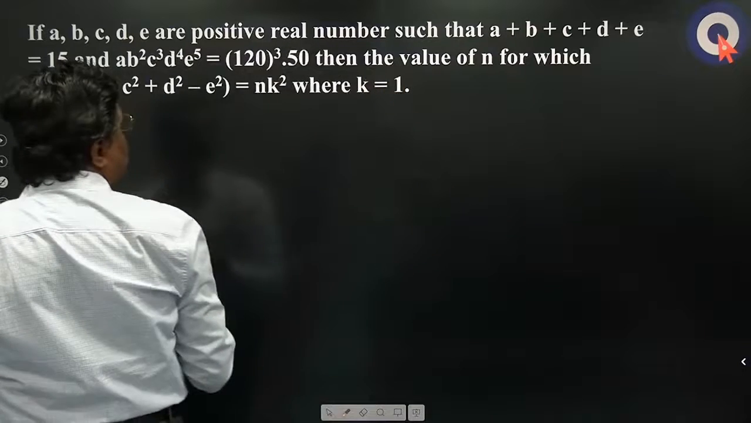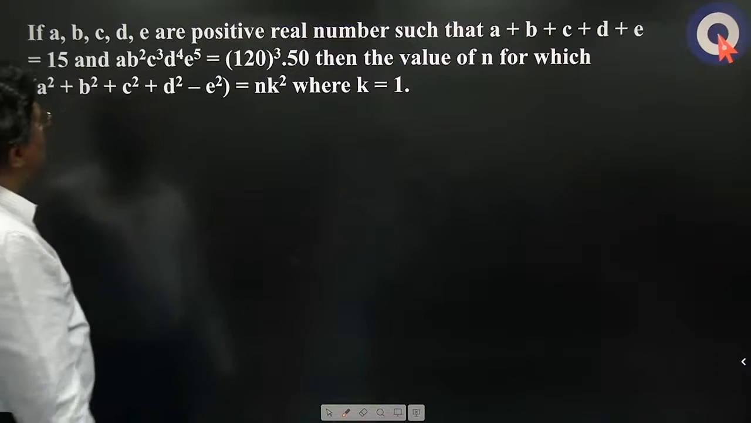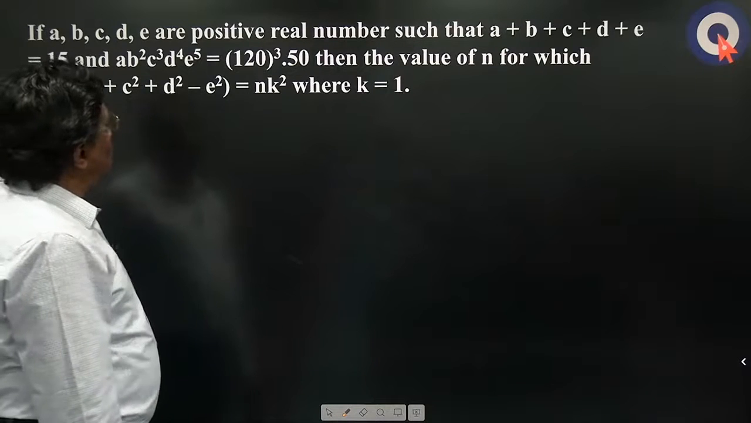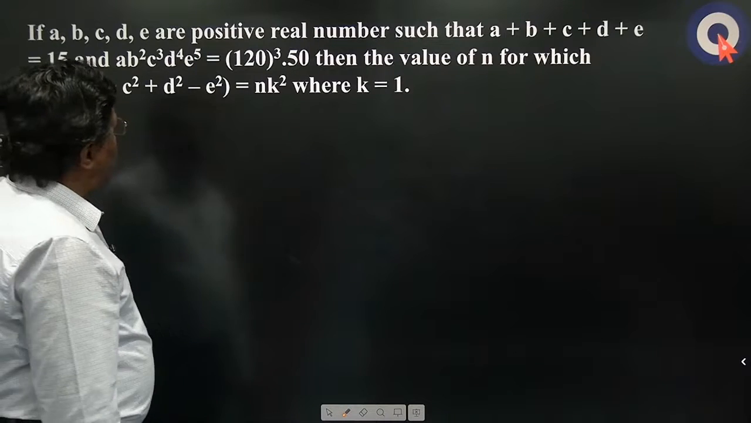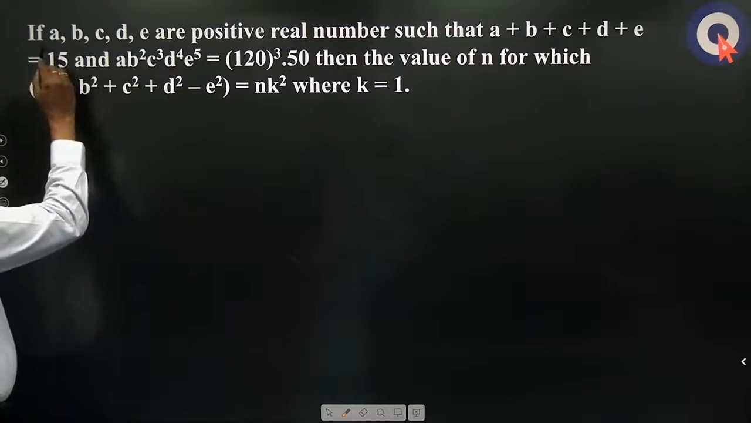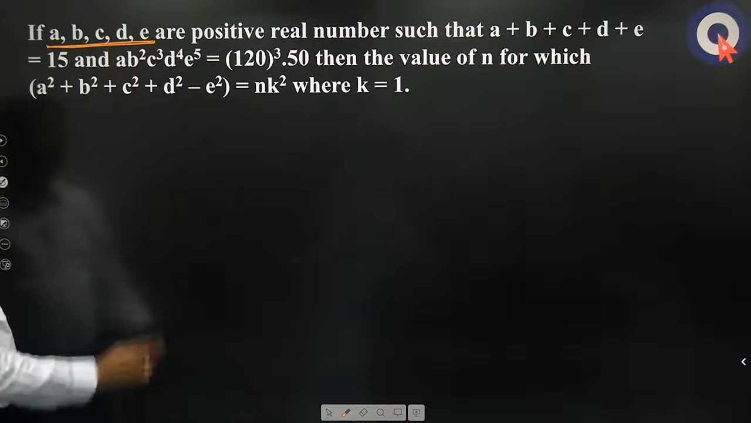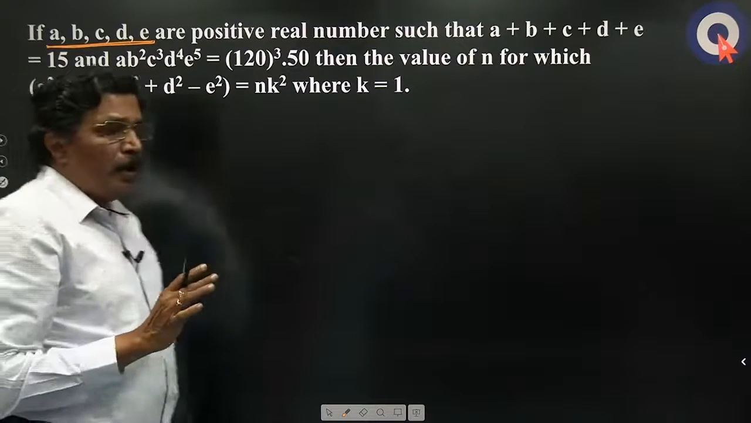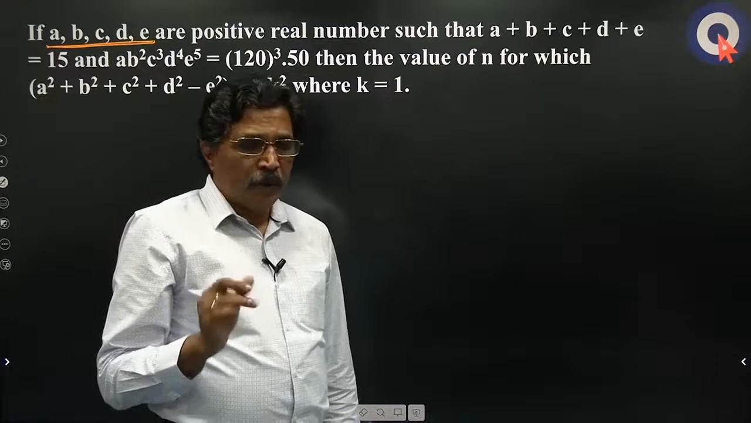a plus b plus c plus d plus e is equal to 15, and a b square c cube d power 4 e power 5 is equal to some number, 120 whole cube into 50. Okay, all right. So here, these are all positive quantities. Whenever these positive quantities are given, a great possibility is the AM greater than GM inequality.